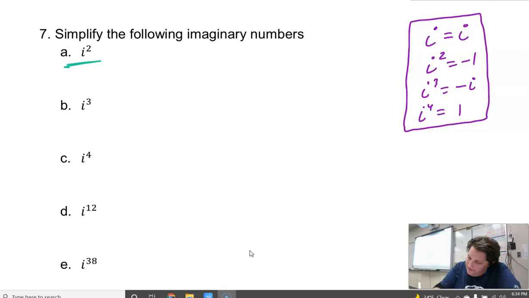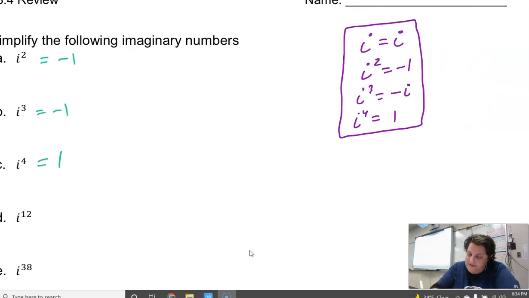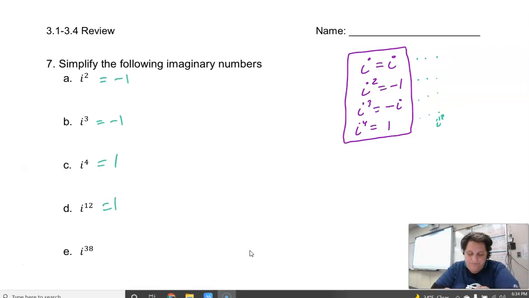All right. i squared, that's small enough to look at the chart. That's right here. That's -1. i to the third, I can go ahead and look at the chart. That's -i. i to the fourth, I can look at the chart. That's 1. Now we start getting these bigger numbers, you guys. You can count them. You can go like this. This is i 1, 2, 3, 4. This is i 5, 6, 7, 8. This is i 9, 10, 11, 12. So i to the 12 ended up in the same spot as i to the 4, which is 1.